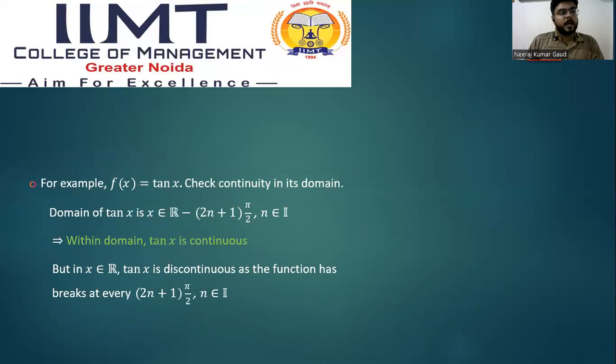For example, f(x) equal to tan x. Check the continuity in its domain. Domain of tan x is x belongs to R minus (2n plus 1) pi by 2, n belongs to integer. Within the domain, tan x is continuous, but for x belongs to R, tan x is discontinuous as the function is discontinuous at every (2n plus 1) pi by 2.